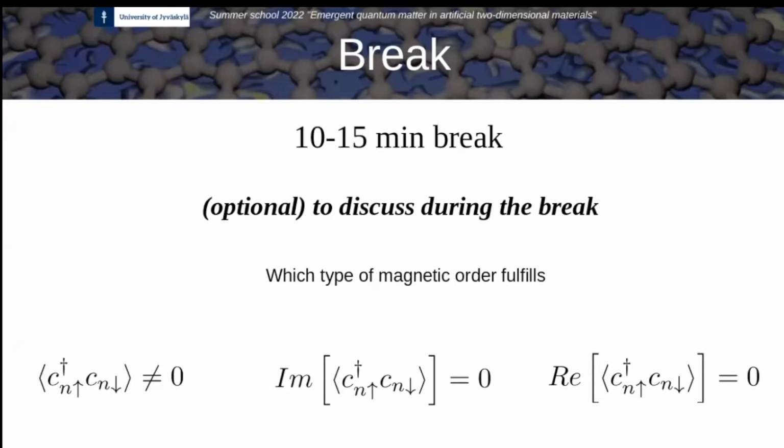All right, great. So it's already 20 past 10, so we can continue. But before we move to the physics part, I would like to ask if you had some time to think about which magnetic order corresponds to these three types of constraints in the expectation values. So any thoughts on any of the three?